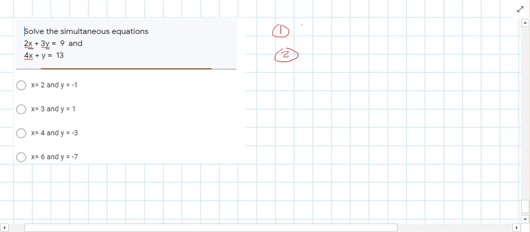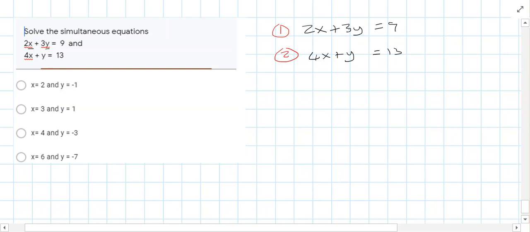So you have 2x plus 3y is equal to 9. And then the other one is 4x plus y is equal to 13. Now what we want to do is manipulate both equations so that we get rid of one of the variables. So we'll focus on the y variable. So in this equation here, the y is plus 3y and the bottom is plus 1y.